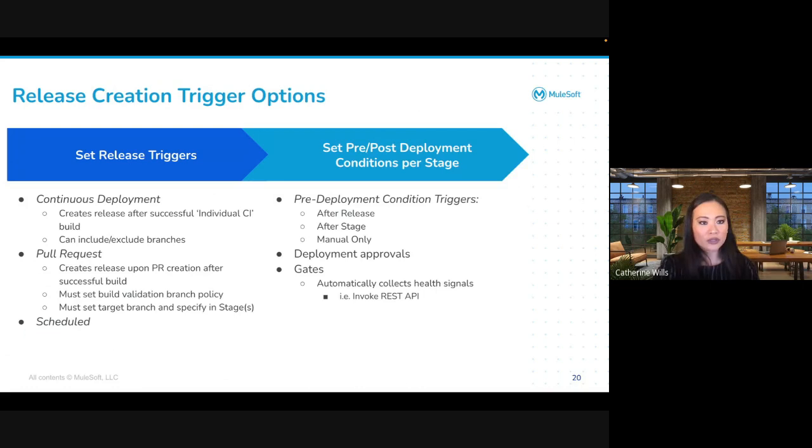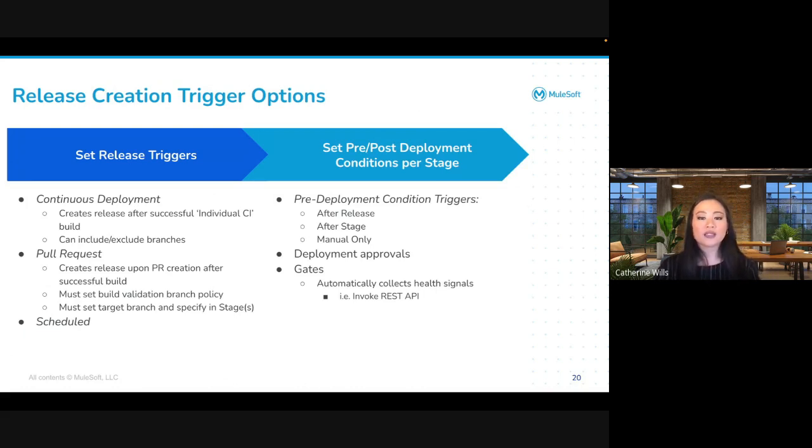After you set the release triggers, per stage, you have your pre and post deployment conditions. And so your stage, again, is your environments. So for your pre-deployment condition triggers, you can do it after the release is created, you can do it after a stage, or you can do it manually. You also have your deployment approval, so you can put certain names of who you want to approve that. And then you've got gates.